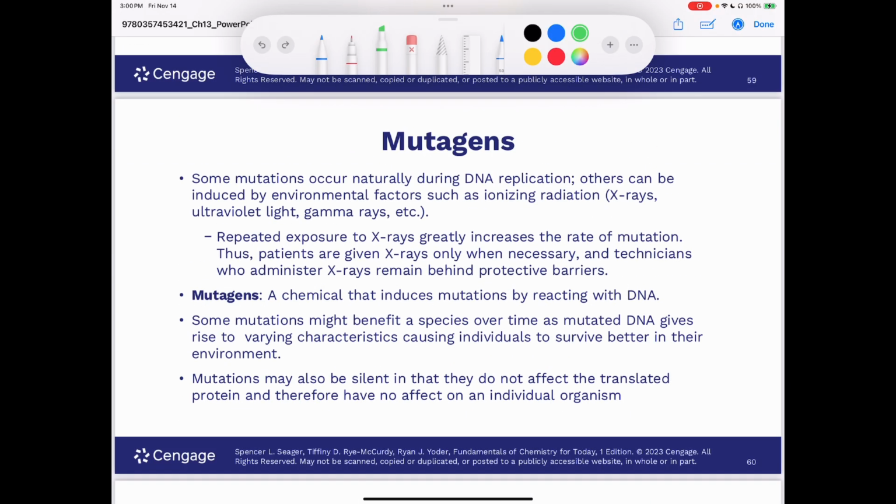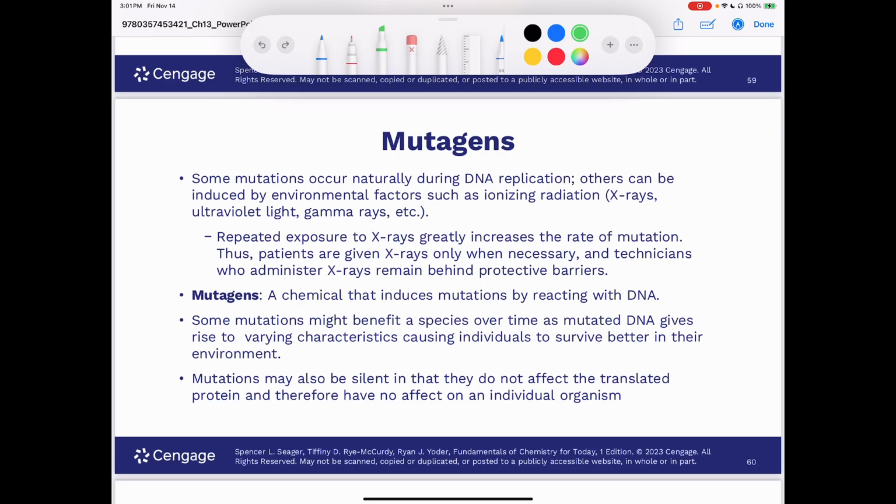Some mutations occur naturally during DNA replication. Others can be induced by environmental factors such as ionizing radiation like X-rays, ultraviolet light, and gamma rays. Repeated exposure to X-rays greatly increases the rate of mutation. Thus, patients are given X-rays only when necessary, and technicians who administer X-rays remain behind protective barriers. A large number of chemicals like nitrous acid and dimethyl sulfate can also induce mutations by reacting with DNA. Such chemicals are referred to as mutagens.